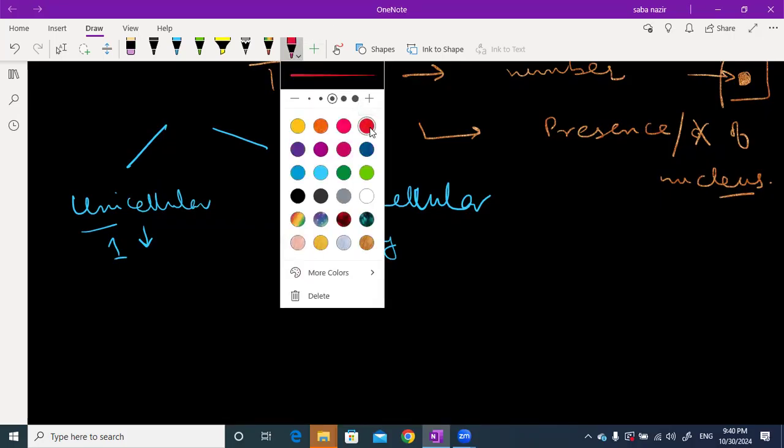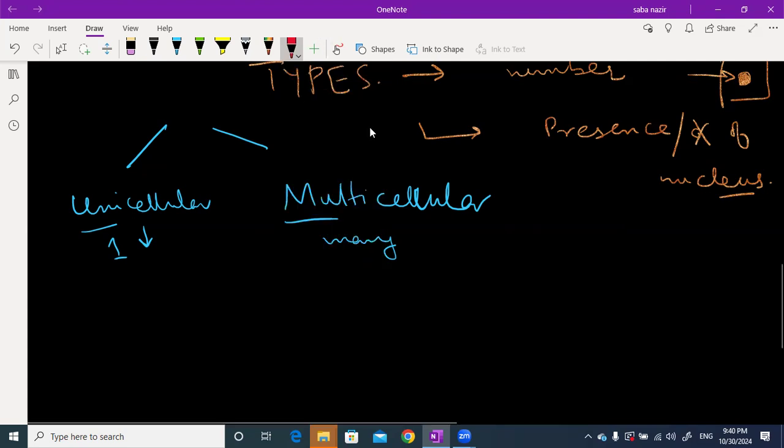Okay, if we zoom into the body of any unicellular organism, for example, this small living organism is amoeba. It is a protozoa that is present in the water, and a multicellular organism is a human. So for the unicellular organism, we are considering the body of amoeba.